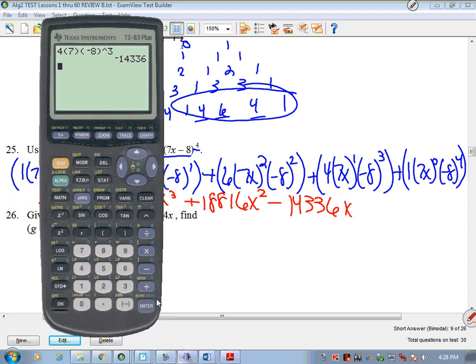And finally, we have 1 times 7 to the 0. Well, 7 to the 0 is 1, so it's really 1 times negative 8 to the 4th. So we only really need to do negative 8 to the 4th to get our last number, which is 4,096. As I check my answer key here, we've got everything right. What you see in that red line is our answer there, and that is the work.